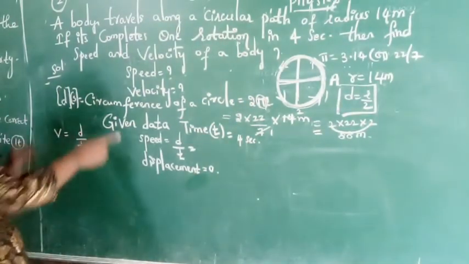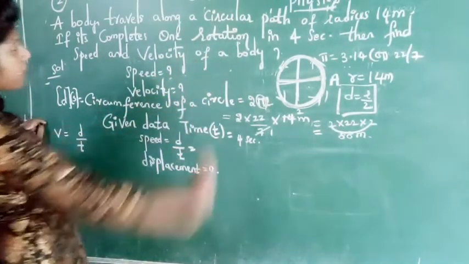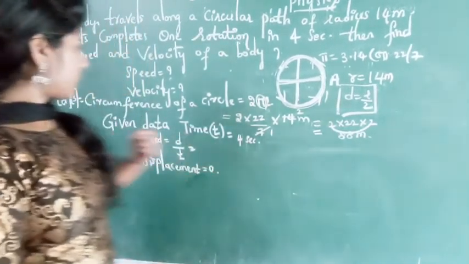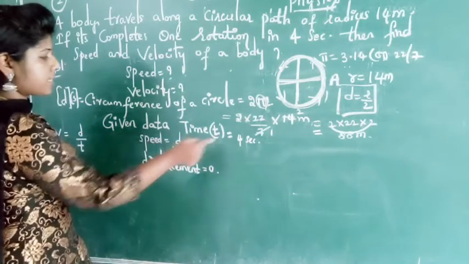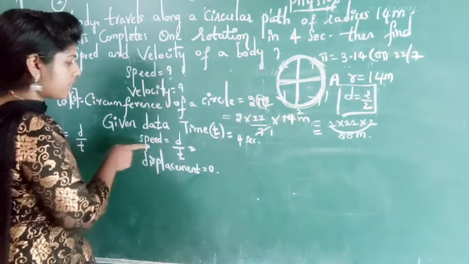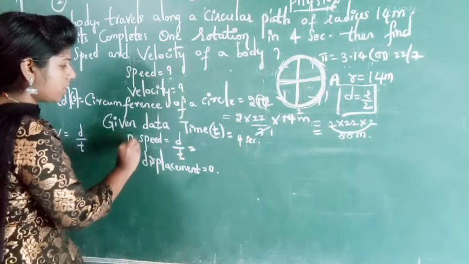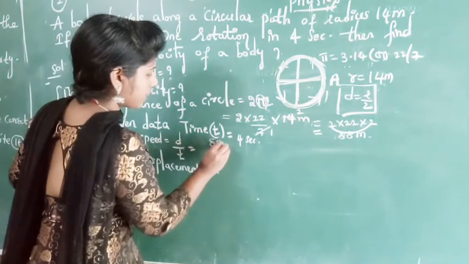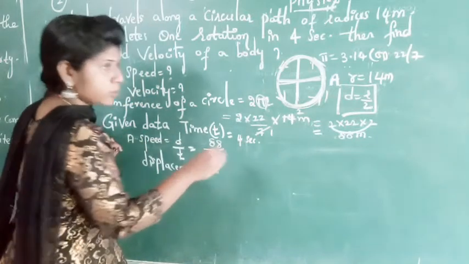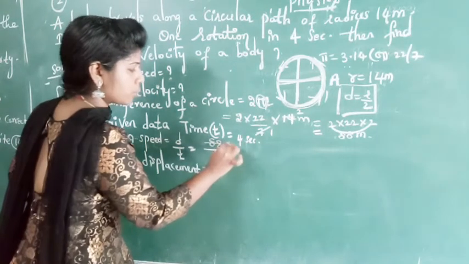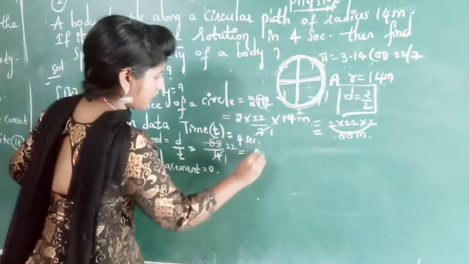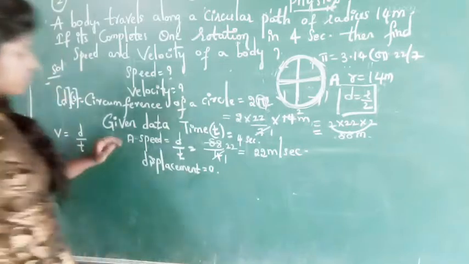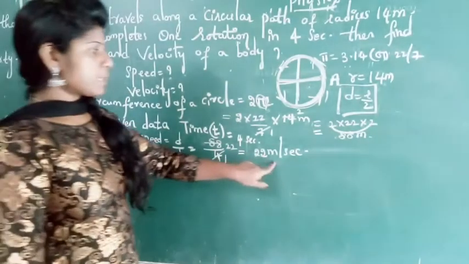Now, given data, what is the speed here? Time interval is 4 seconds. We know that distance is there, time is there, so we can calculate the average speed, right? Average speed is equal to distance by time taken. What is the distance we got here? 88. What is the time taken here? 4. Now do the cancellation. 4 ones are 4, 4 twos are 8. So average speed is equal to 22 meters per second.